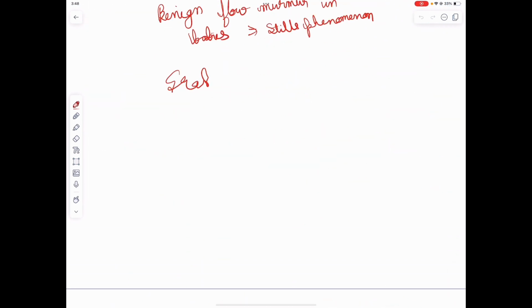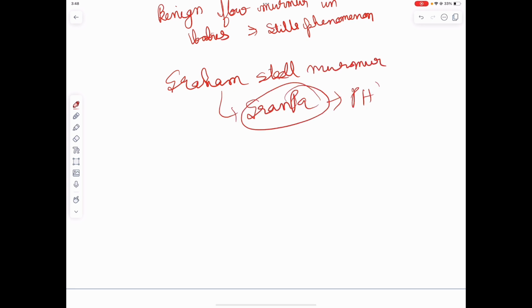Now we have Graham-Steell murmur. Remember that we can remember this by "grandpa". Now in grandpa there is pulmonary hypertension, and this is the murmur due to pulmonary hypertension. Now we have then Carey Coombs murmur.